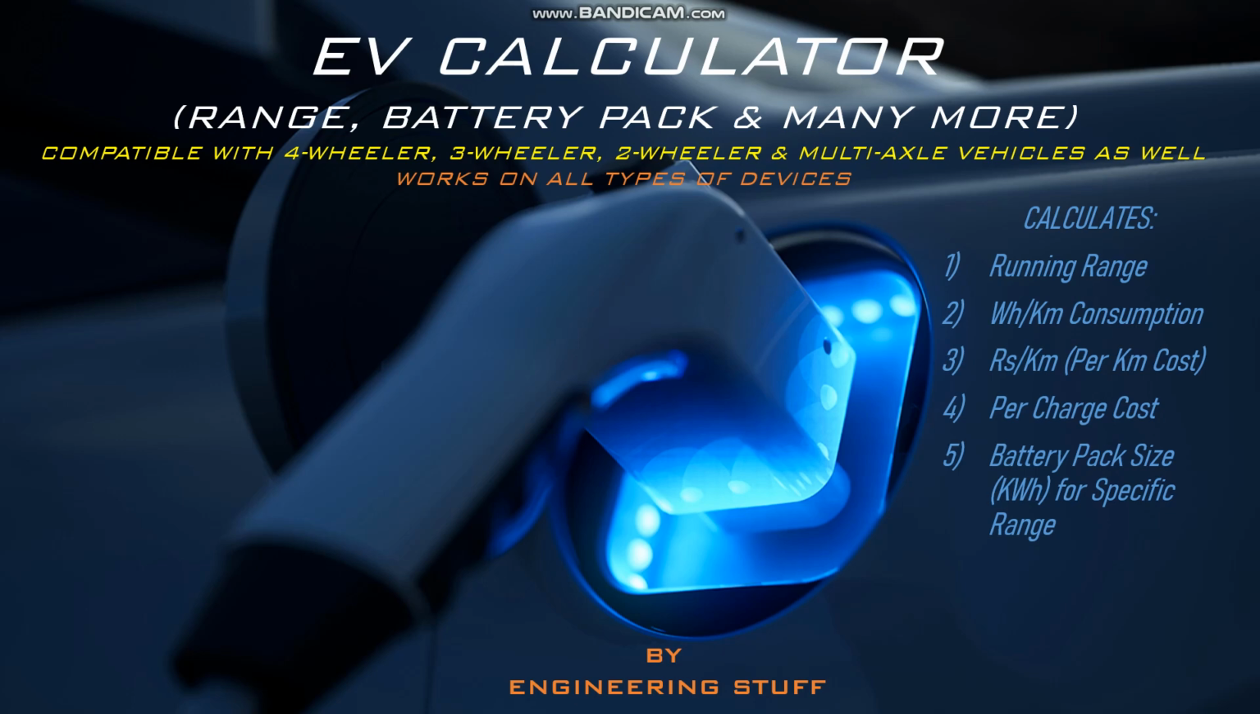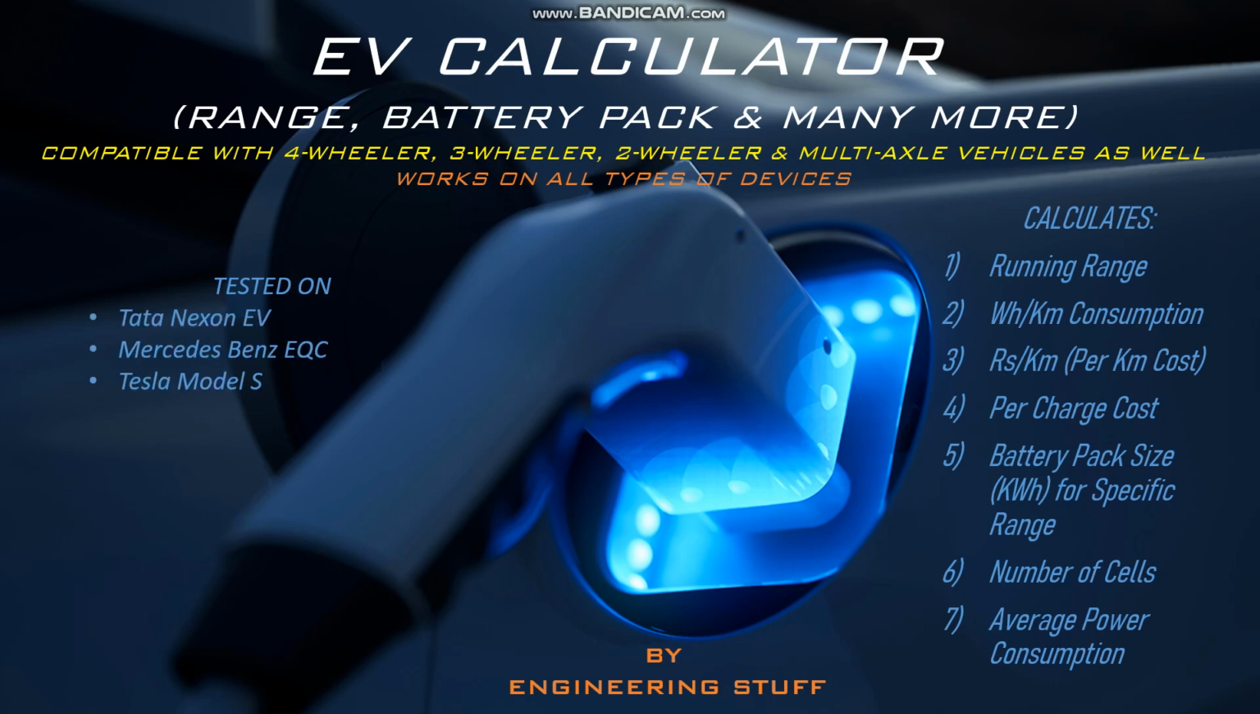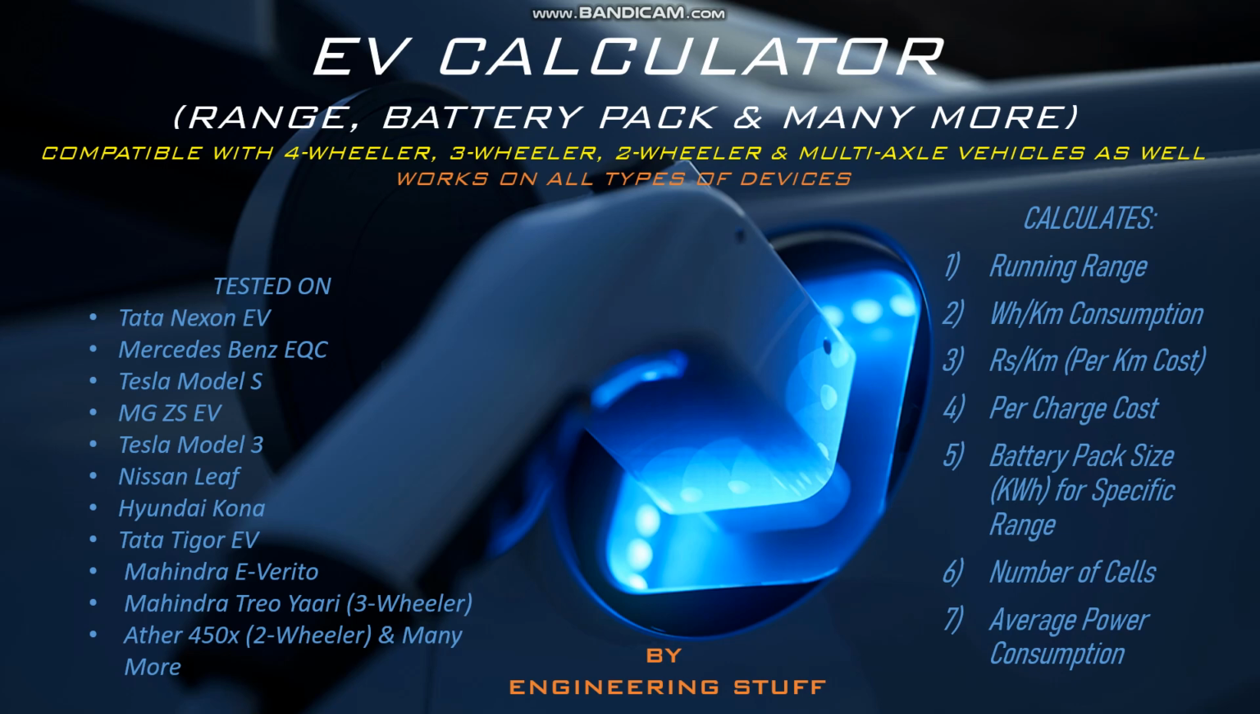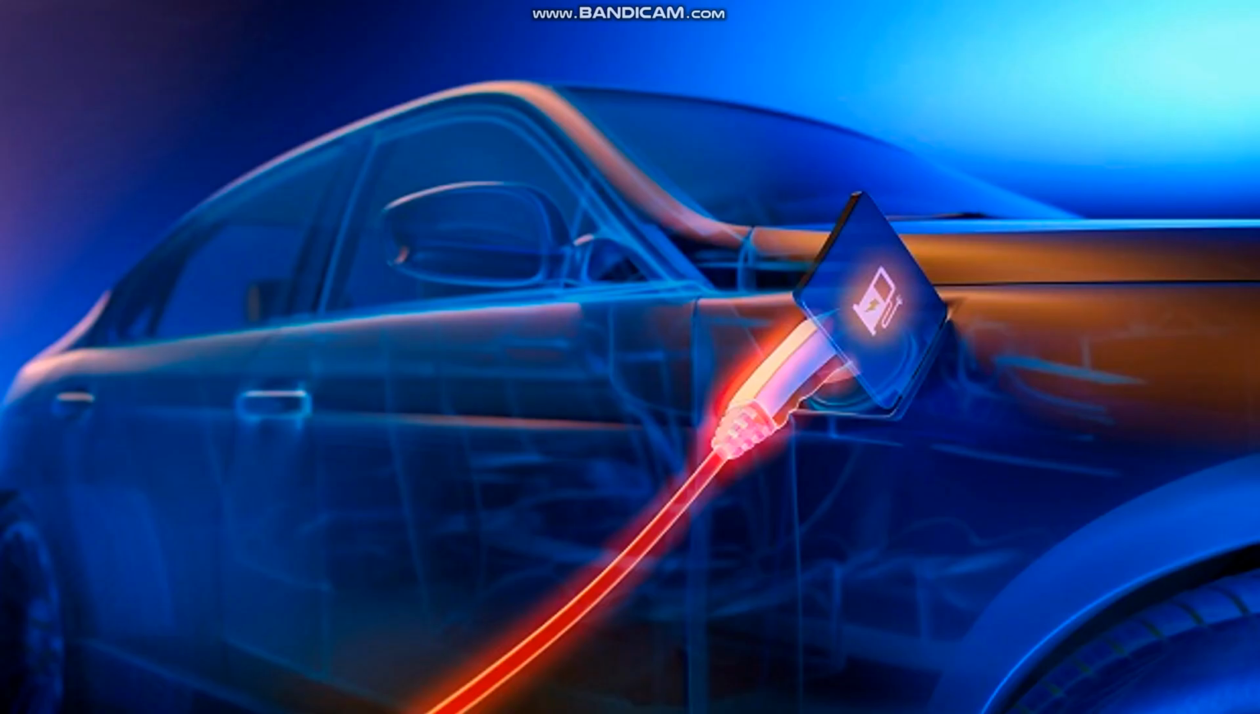So it calculates the running range, watt hour per kilometer consumption, per kilometer cost, per charge cost, battery pack size in kilowatt hour for a specific range, number of cells in that battery pack, and the average power consumption. I have tested this calculator on Tata Nexon EV, Mercedes-Benz EQC, Tesla Model S, MG ZS EV, Tesla Model 3, Nissan Leaf, Hyundai Kona, Tata Tigor EV, Mahindra e-Verito, Mahindra Treo Yari, which is a three-wheeler, and Ather 450X, which is a two-wheeler, and many more.